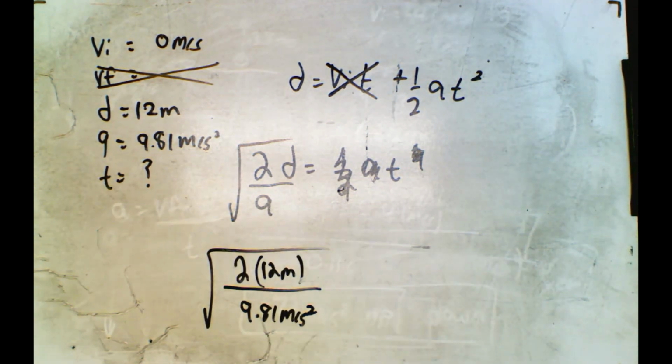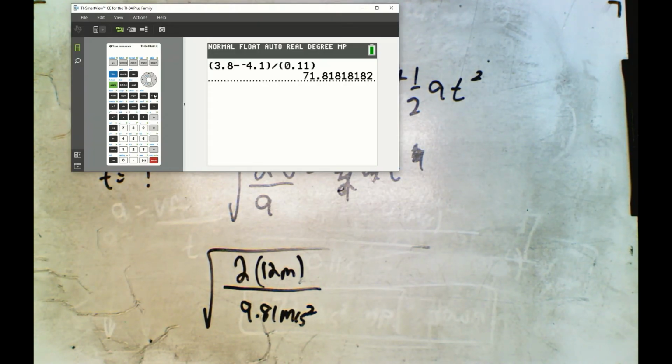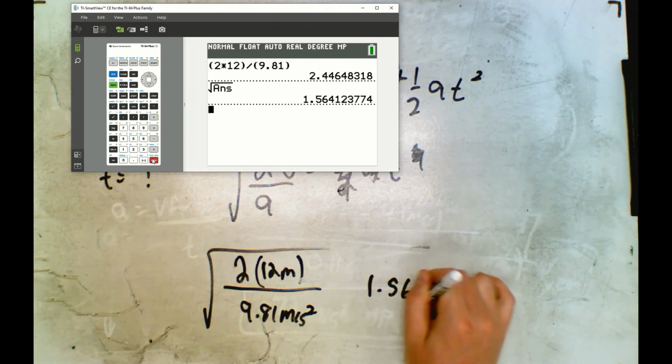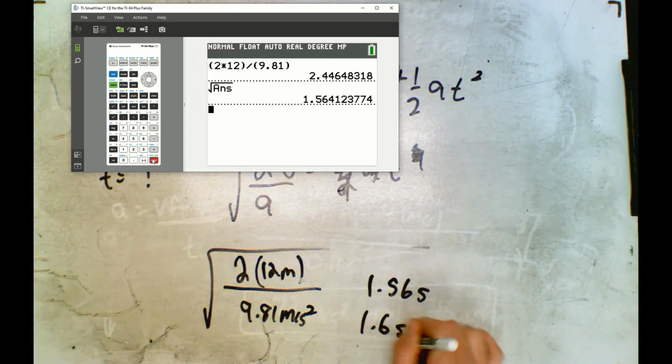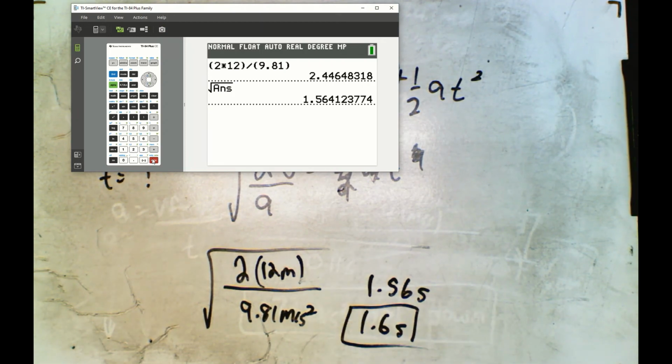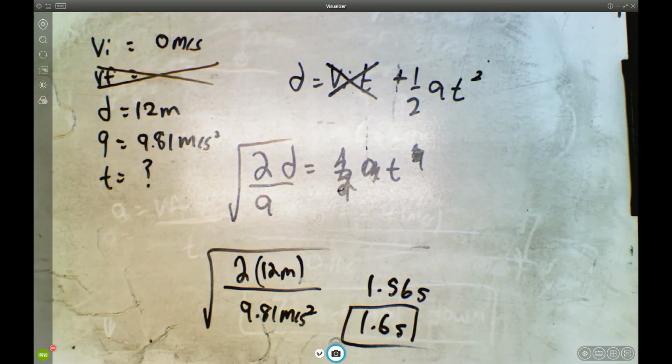And I have to square root my answer. And when I do that, 2 times 12 divided by 9.81. And then I square root my answer. And I get the time it took to be 1.56 seconds, but we only have 2 sig digs, so 1.6 seconds would be the correct answer.